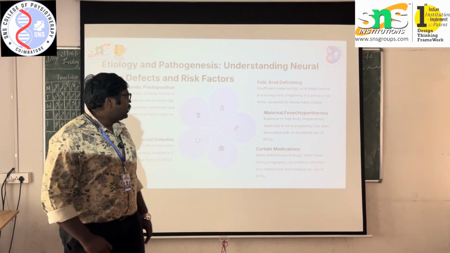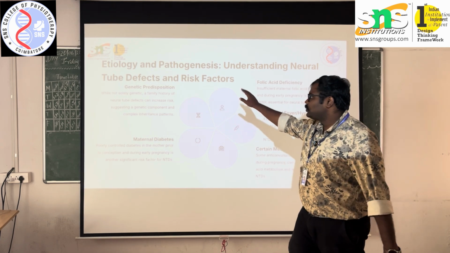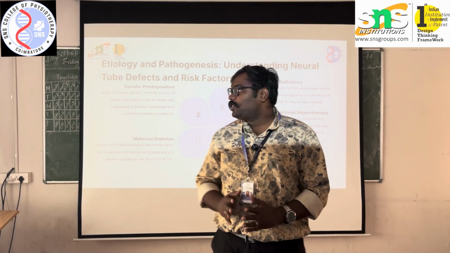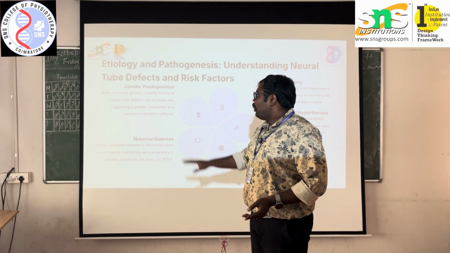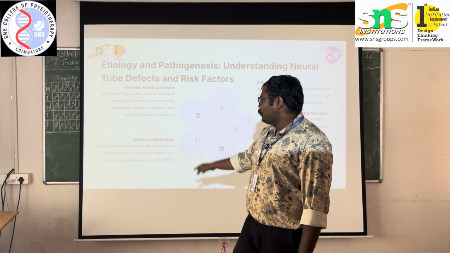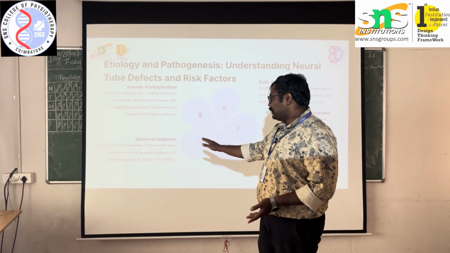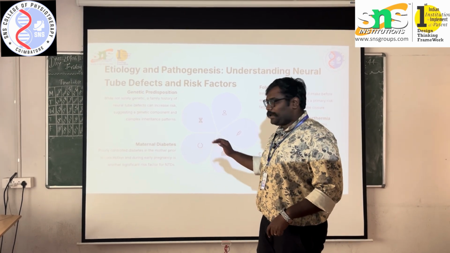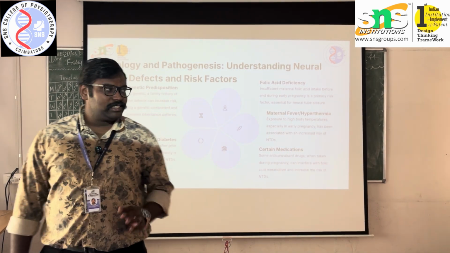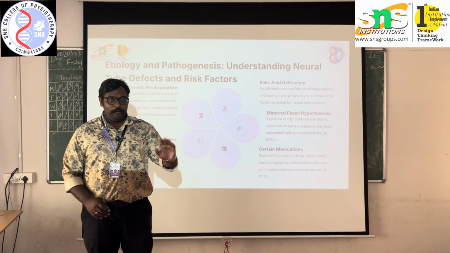Now going to the next slide, understanding the neural tube defects, commonly known as the etiology and the pathogenesis. First one is genetic predisposition. Already I have told you it is carried from gene to gene. A family history of neural tube defect can increase the risk, which is the genetic component of spina bifida. Next one is maternal diabetes. Poorly controlled diabetes in the mother prior to conception and during early pregnancy is also a cause for NTD. Understood? Now going for folic acid deficiency. Folic acid is also known as vitamin B9.